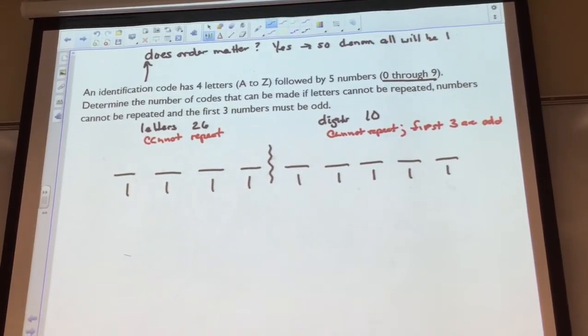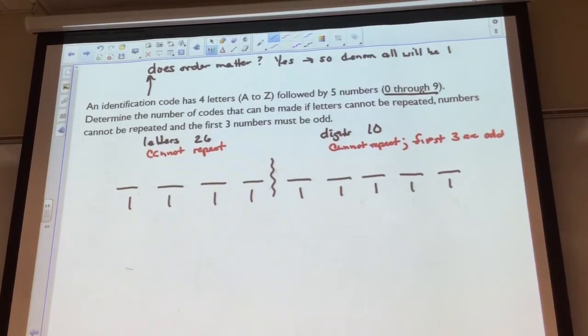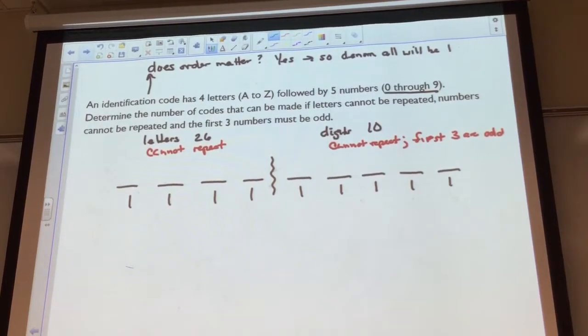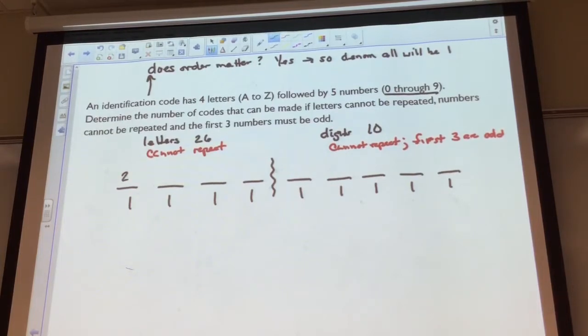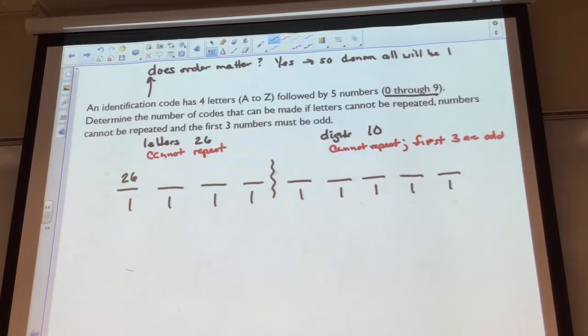So numerator's now going to talk about what's acceptable. How many acceptable first letters? How many possible first letters? 26. And now because you can't repeat, 25, 24, 23.